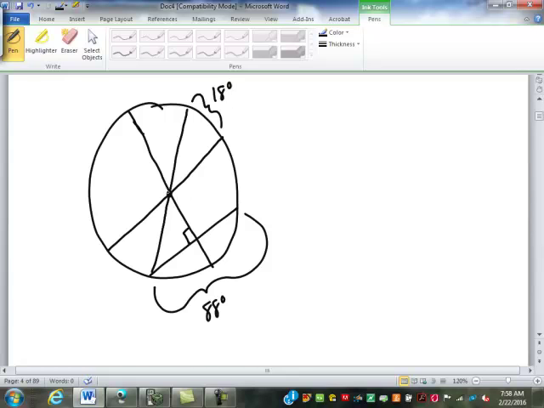Okay, so in this one, this is the center. So this is the center of the circle. Find this arc and that arc.